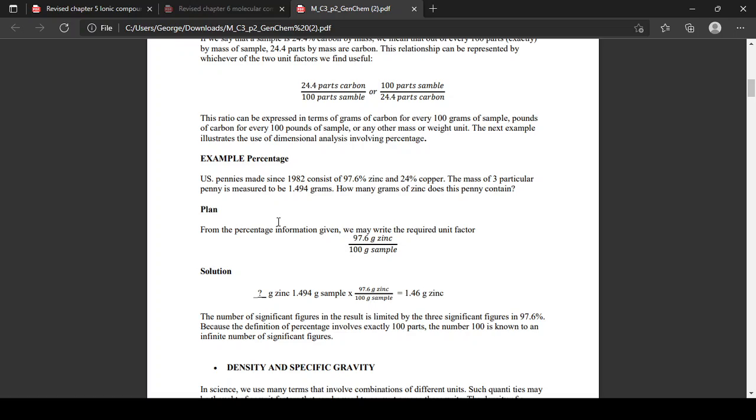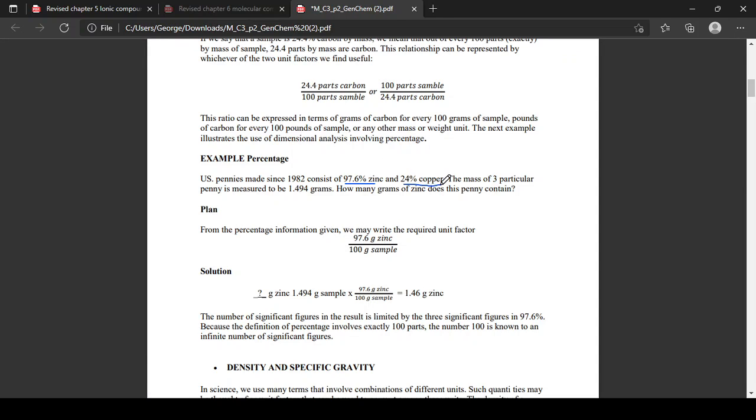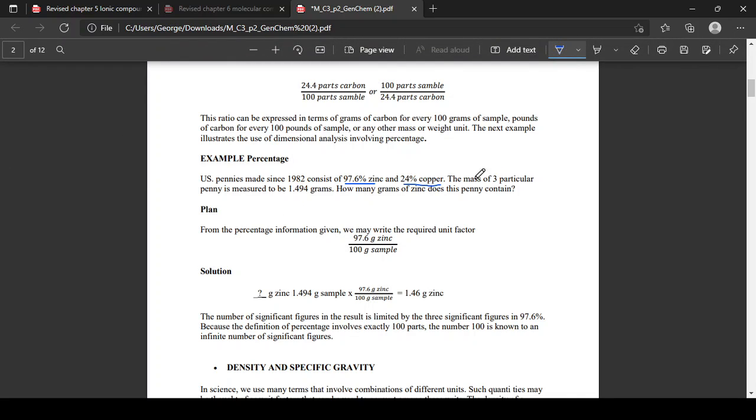So our plan for this is first, of course, to look at the given. When you are finding a given, you find the number values in your problem. So first and foremost, what is given to us is 97.6% zinc and 2.4% copper, and the mass of a particular penny is measured to be 1.494 grams. So what are we looking for? It is zinc.